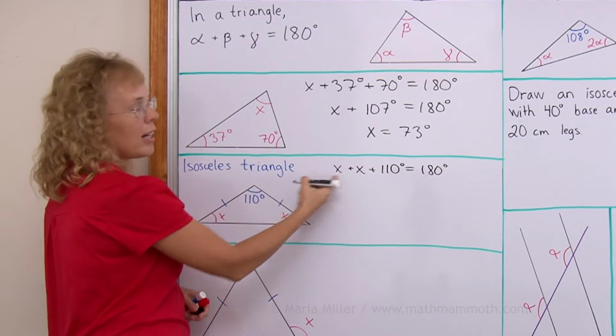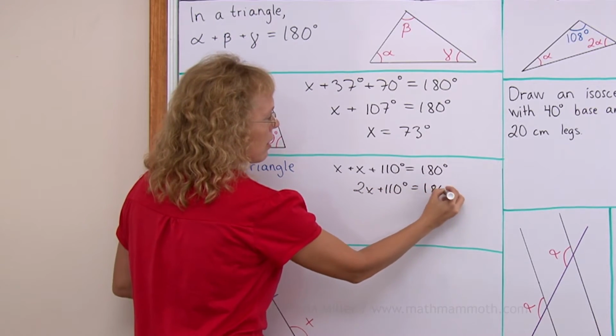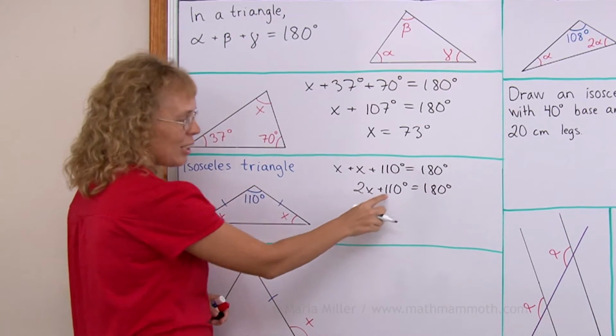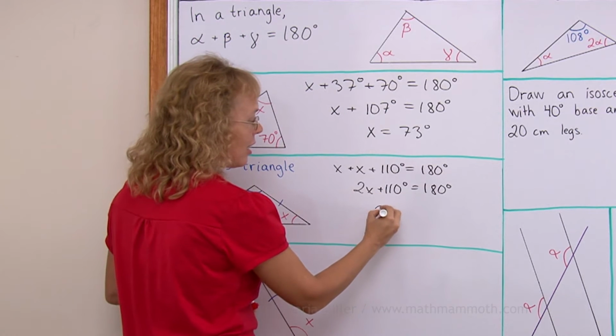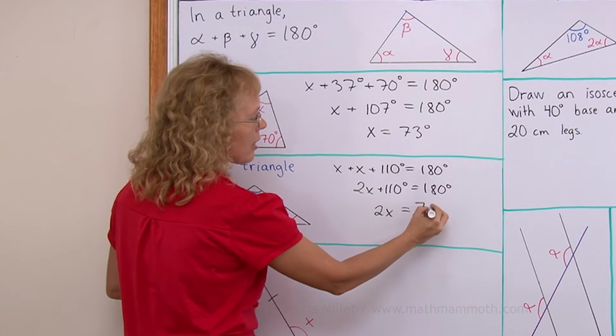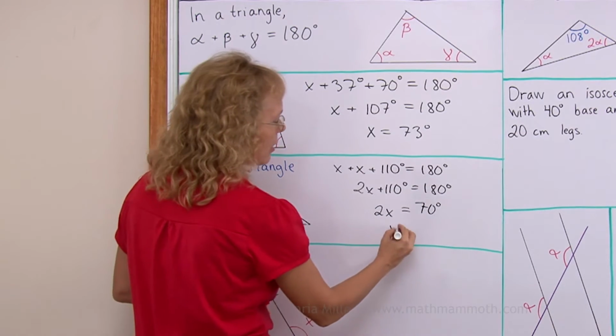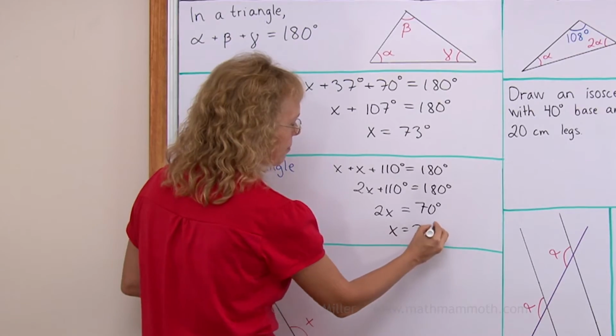Here I simplify. I add x and x to get 2x. Now, I subtract 110, leaving 2x alone on this side. And over here, I subtract and get 70. And then I divide both sides by 2, so we get 35 degrees.